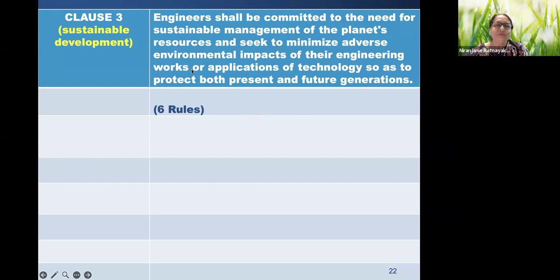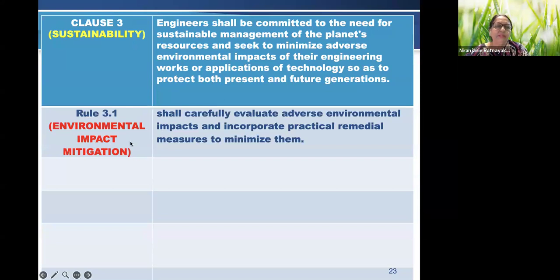In fact, a few years ago when we were revising or reviewing the code of ethics, we brought this up front. It was like clause 7 or 8. We brought this up because it's high time that we drill it into our professionals' heads that we can't move away from sustainable development and resource conservation, right? So rule number 3.1 is environmental impact mitigation. Shall carefully evaluate adverse environmental impacts and incorporate practical remedial measures to minimize them, right?